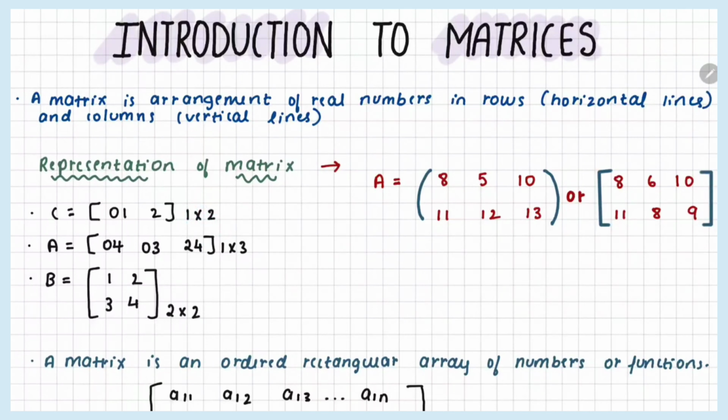Next example, A is equal to 0, 4, 0, 3, 24. How to write this? There is only one row. First you have to represent row and then column. There is only one row and three columns, 0, 4, 0, 3 and 24. Three columns are there. Now B is equal to 1, 2, 3, 4. So 2 rows, 2 columns. 1, 2 and 3, 4 are the first row and second row. And 1, 3 and 2, 4 are the first column and second column. So 2 into 2.